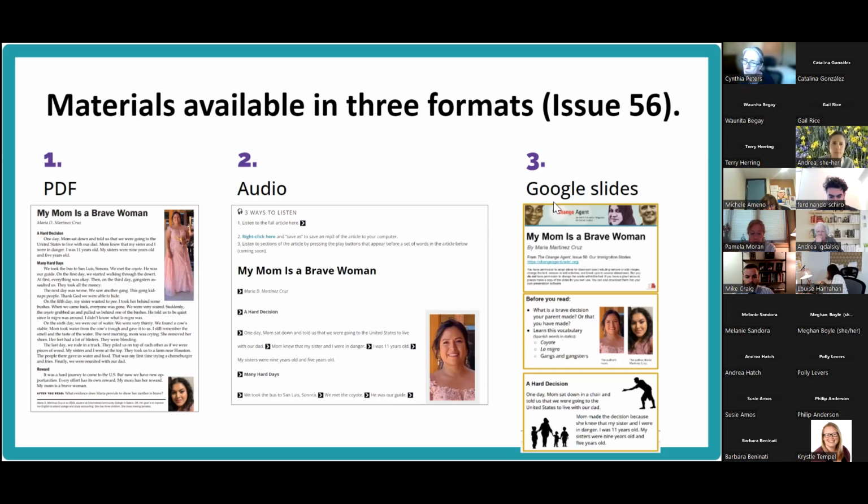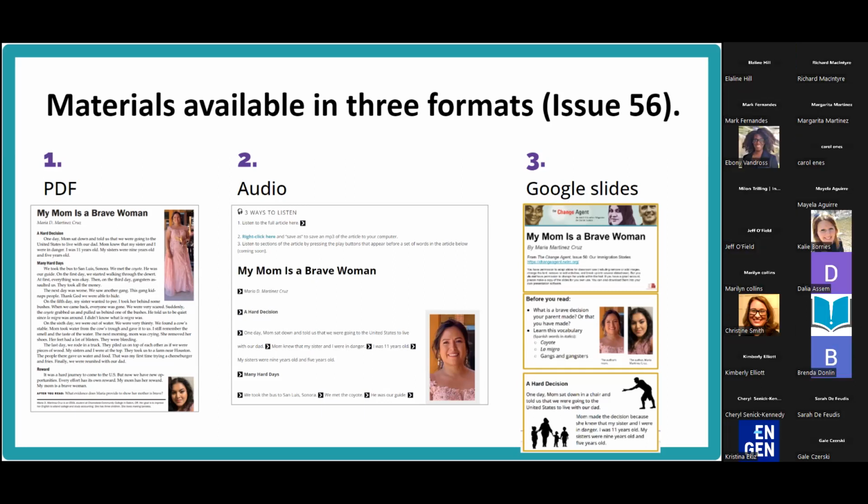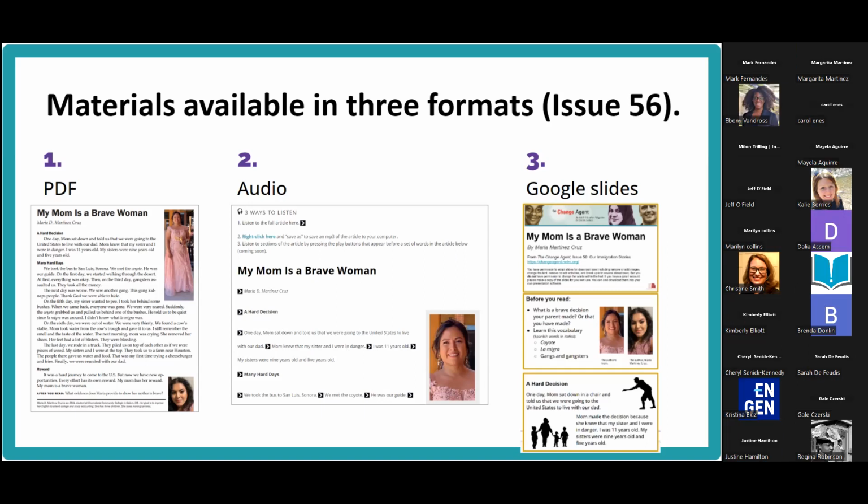And then there's something new that we're doing, which is we're putting the articles into Google Slides. And this is great for the in-person or the remote or the hybrid classroom, because everybody can be kind of on board with the same set of text.